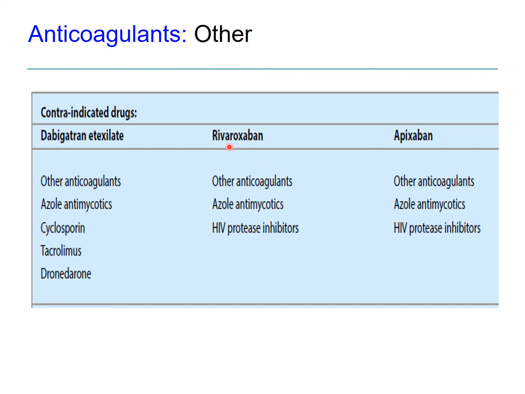For rivaroxaban, again, other anticoagulants are contraindicated because that would lead to potentiation of anticoagulant activity and will increase the risk of bleeding, and so are azole antimycotics or azole antifungals. Obviously, you're not going to prescribe HIV protease inhibitors, so you're not primarily responsible for this, but you should focus on the drugs which you can prescribe in dental practice settings as a dentist, or you may request your dentist to prescribe as a therapist. Apixaban, again, very similar. Other anticoagulants and azole antifungals are contraindicated.